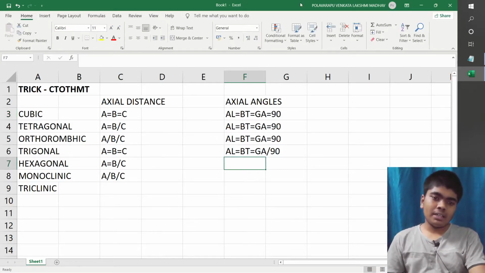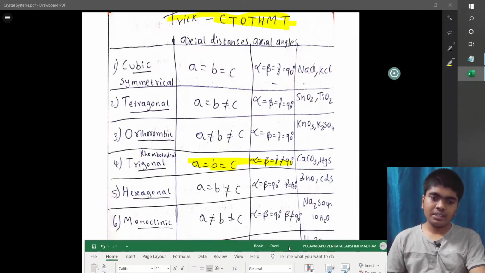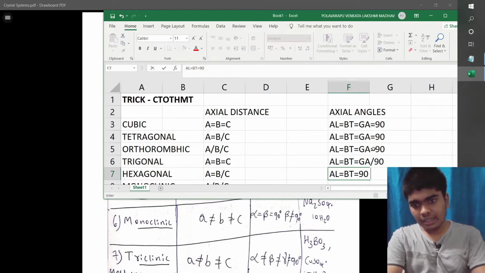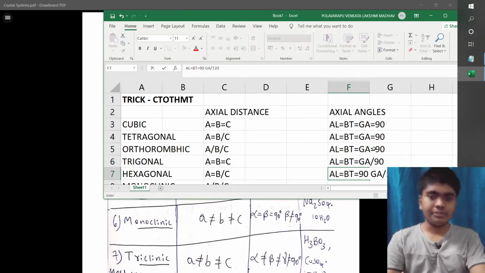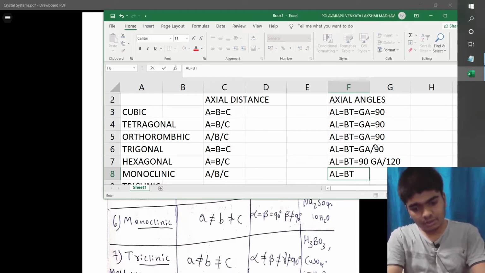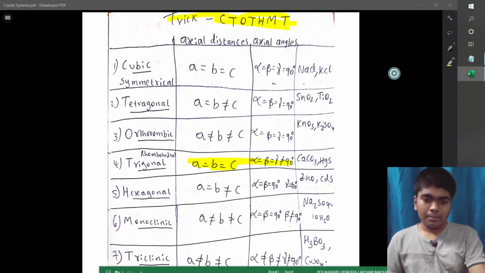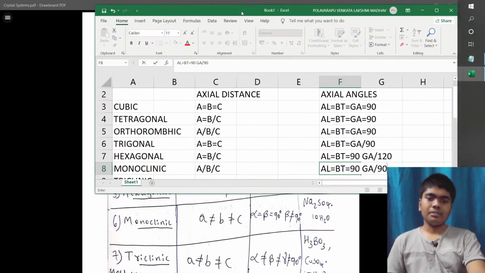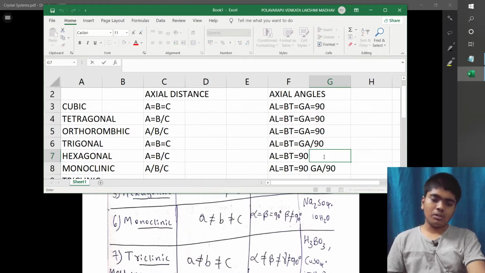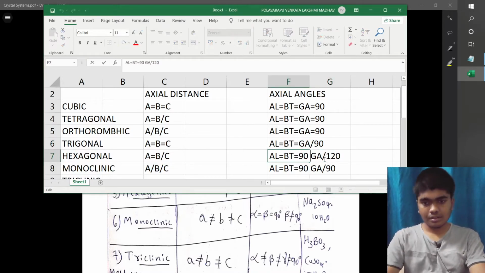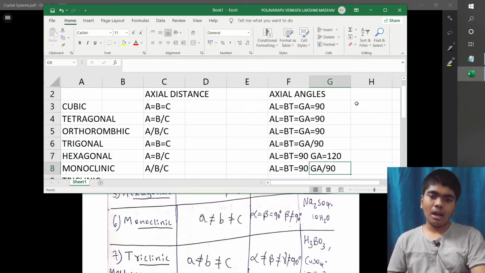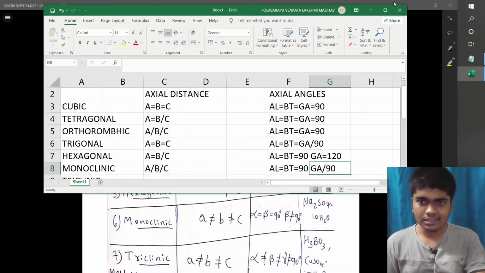So the main toughest part is remembering these two: alpha is equal to beta is equal to 90, gamma not equal to 120, and then alpha is equal to beta is equal to 90, gamma not equal to 90. So you need to just remember these two. Sorry, I think I just made a mistake. This is not equal to, it's equal to 120. So gamma equal to 120 and gamma not equal to 90. So you can just write it like this, the axial angles.